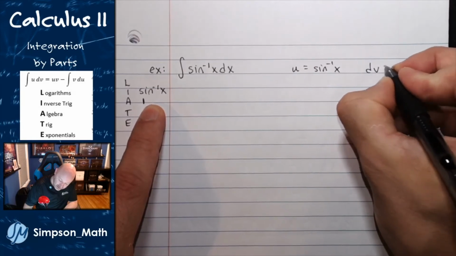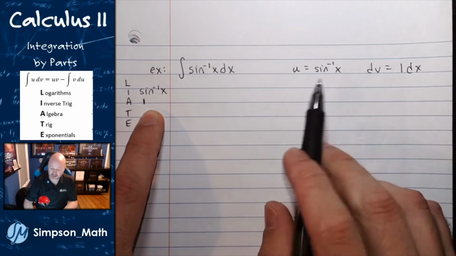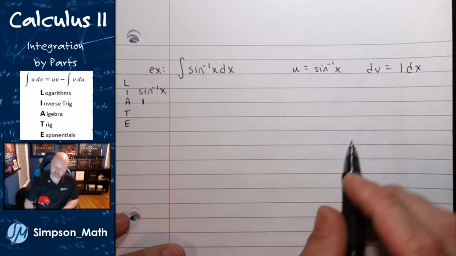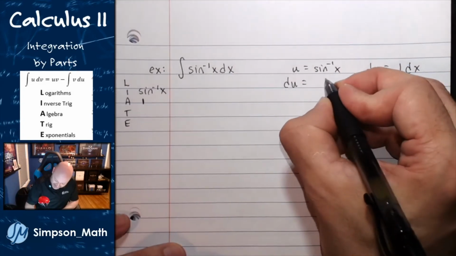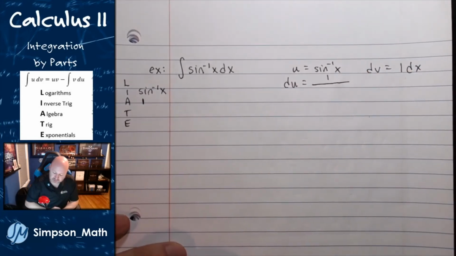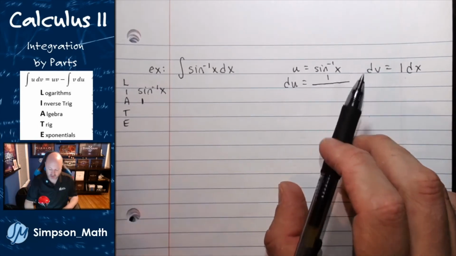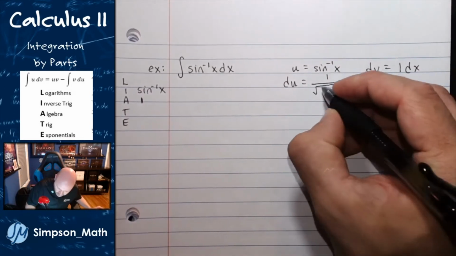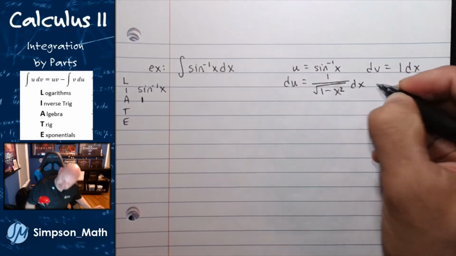I'm letting dv equal 1 dx. Now I let u be this arc sine because I know the derivative of arc sine. If you need to refresh yourself, that's maybe fine, but this you do really need to have memorized. The derivative of arc sine is 1 over the square root of 1 minus x squared dx.